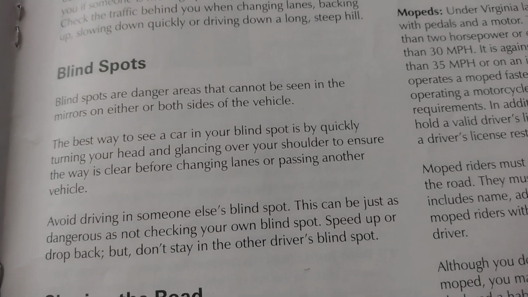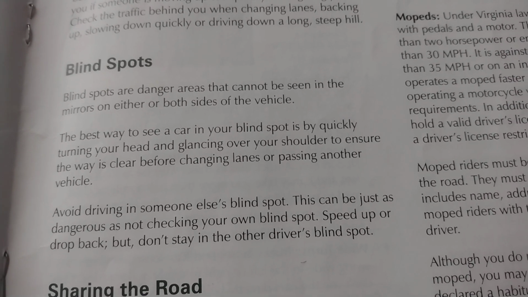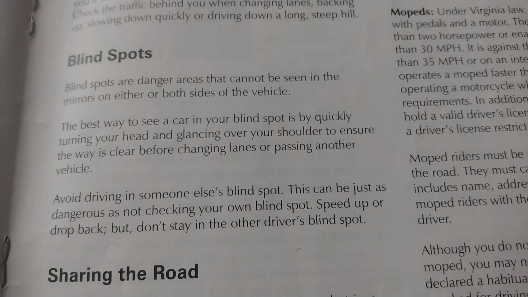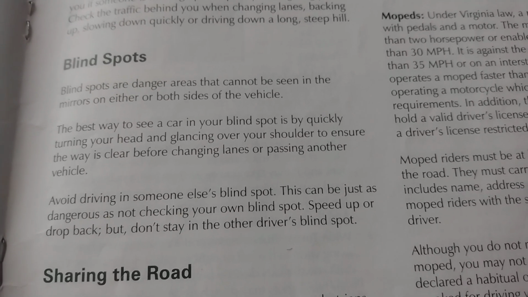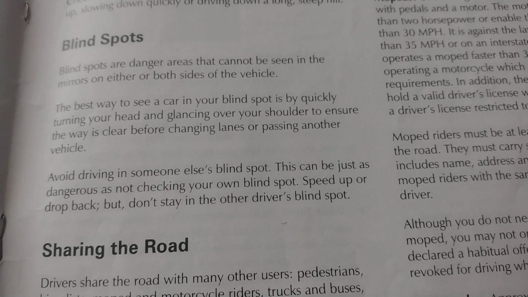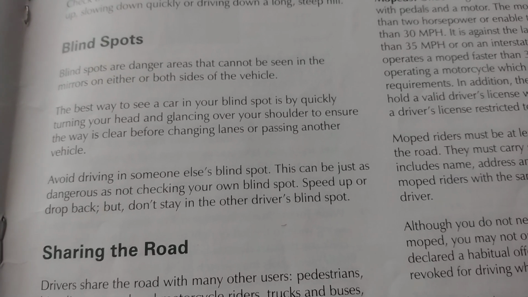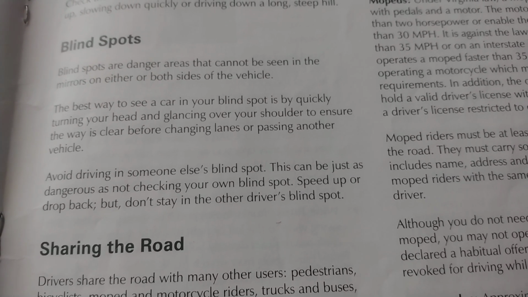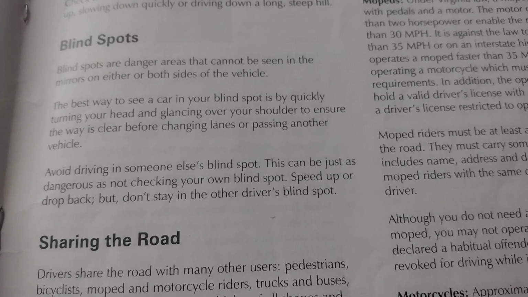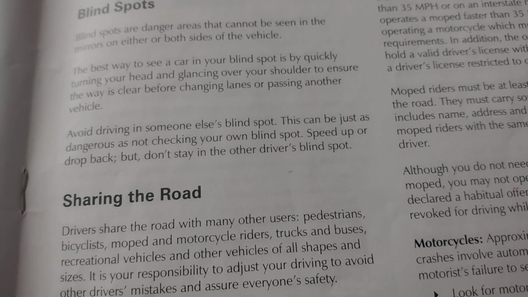Blind spots. Blind spots are danger areas that cannot be seen in the mirrors on either or both sides of the vehicle. The best way to see a car in your blind spot is by quickly turning your head and glancing over your shoulder to ensure the way is clear before changing lanes or passing another vehicle.